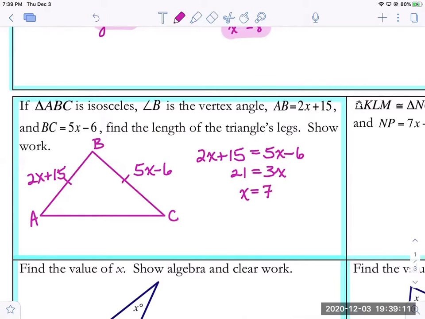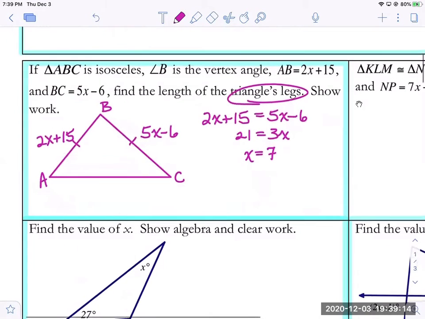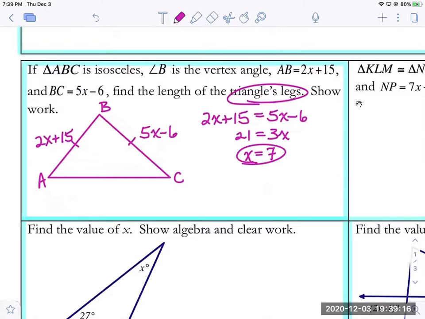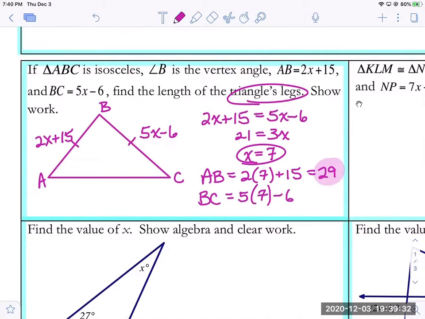But then it asked you for the lengths of the triangle's legs. So even though x is 7, we need to plug that back in. So AB is 2 times 7 plus 15, and that's 29. And the other leg should be the same thing because they should be congruent, right? So BC is 5 times 7 minus 6. 35 minus 6 is 29. So they're congruent, as they should be.